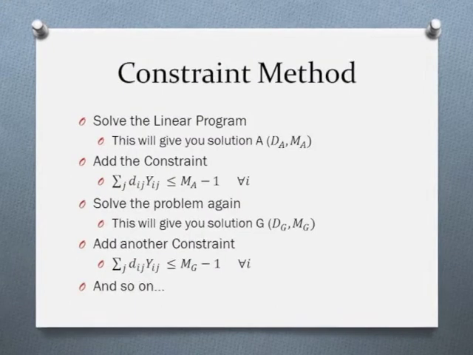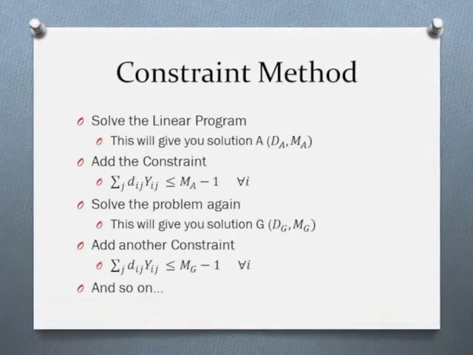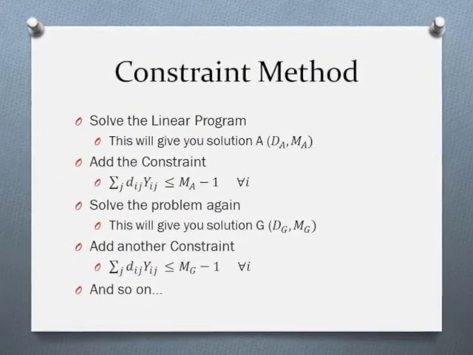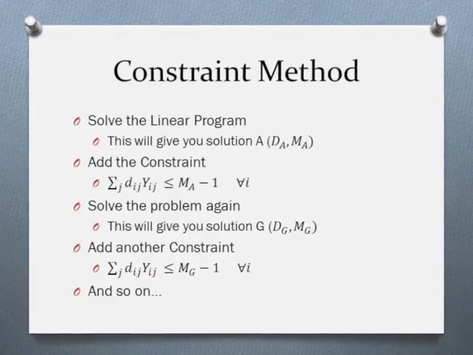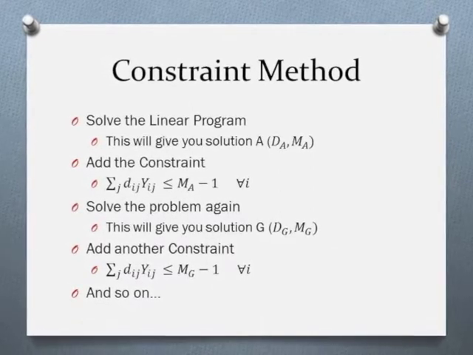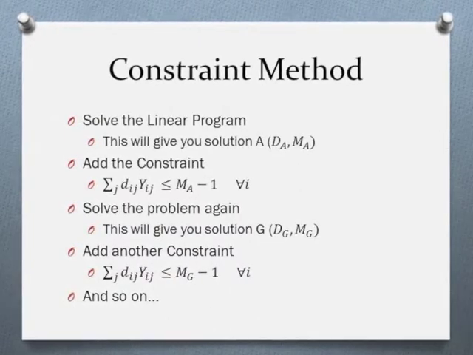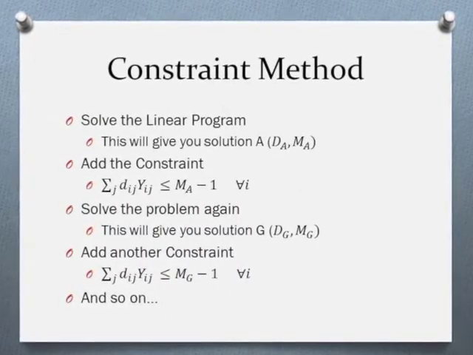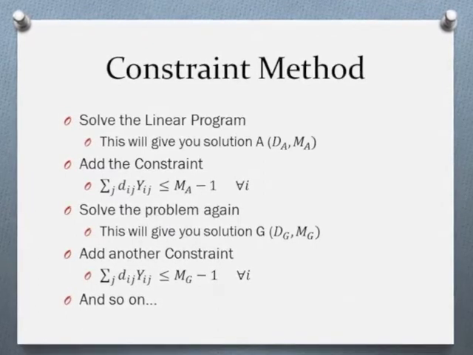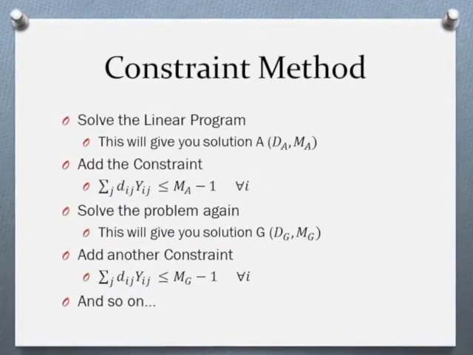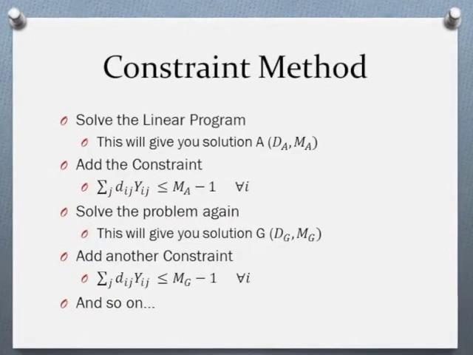There are two methods for solving the multi-objective shortest path problem, the first of which is the constraint method. You start by solving the linear program with the first objective function. Then you add another constraint to the max distance constraint for each node so that the max distance decreases by 1 for each of the nodes. You solve the linear program again and repeat the cycle.